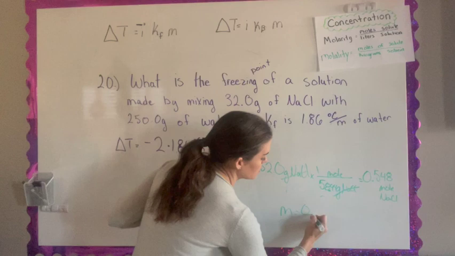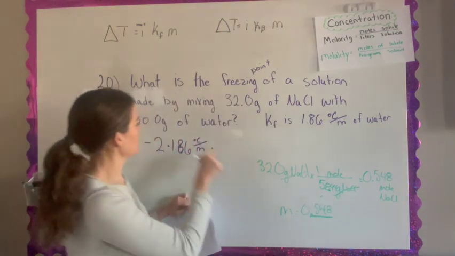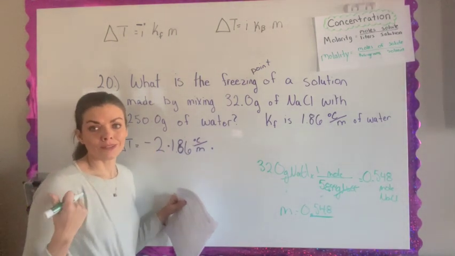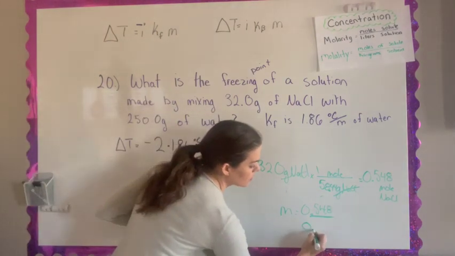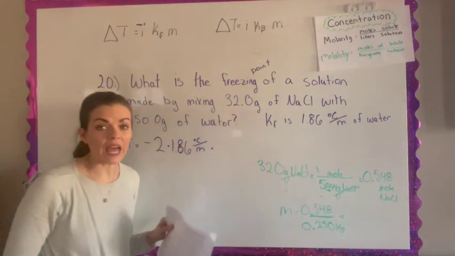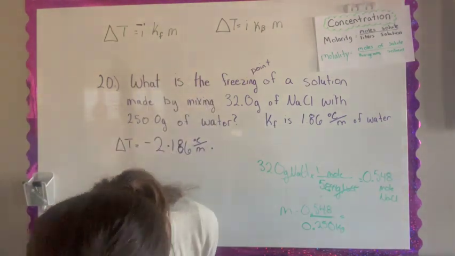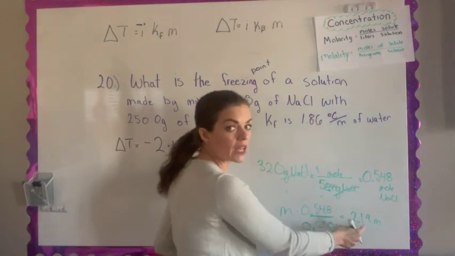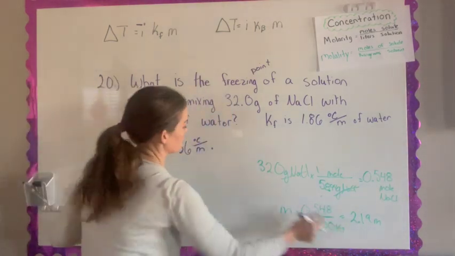So I need my moles divided by kilograms of solvent, and I have 250 grams of water, and so I'm going to convert that into kilograms, and so it's 0.250 kilograms. So the molality of this ends up being 2.19. So my little m ends up being 2.19. So what I'm going to do is I'm going to take this and put it up here.